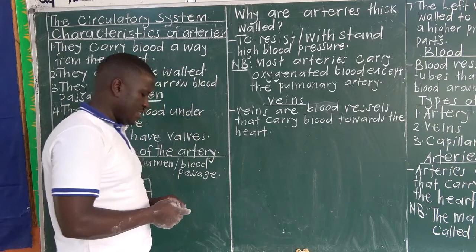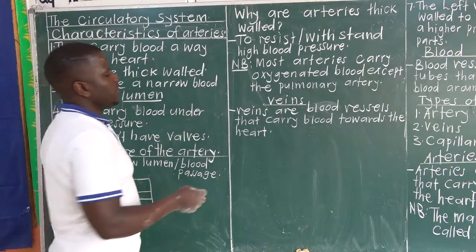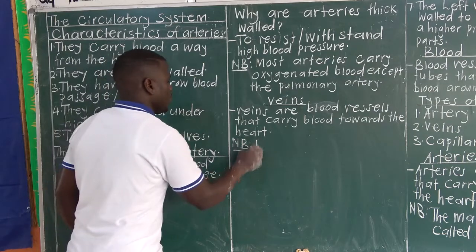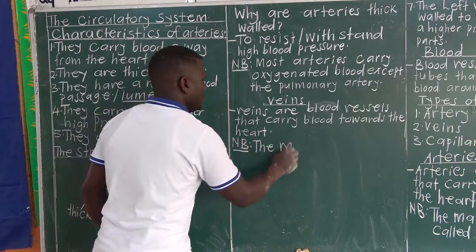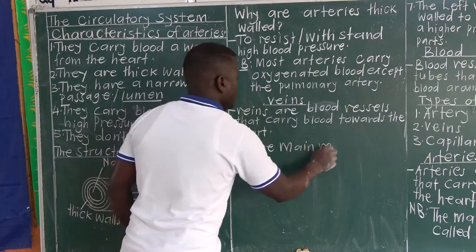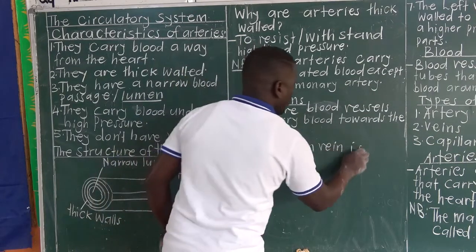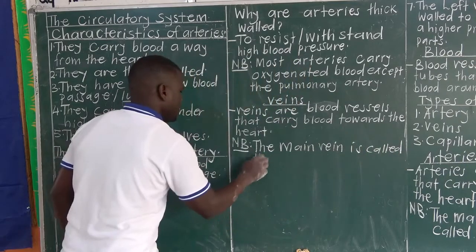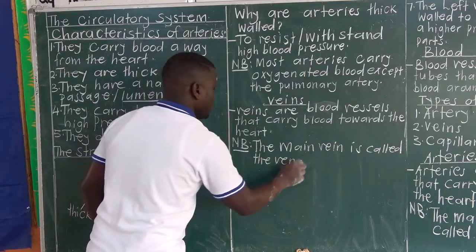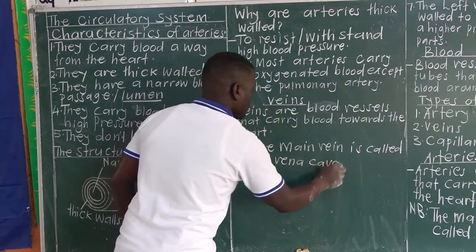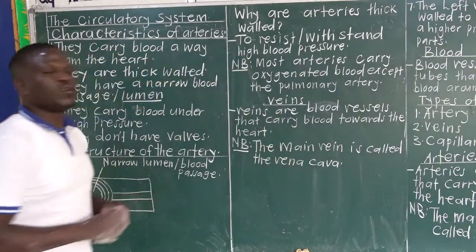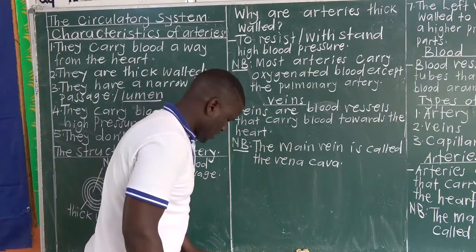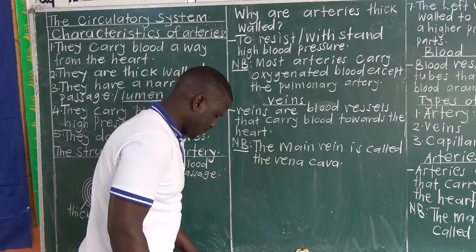And the main vein is called the vena cava. The main vein is called the vena cava.